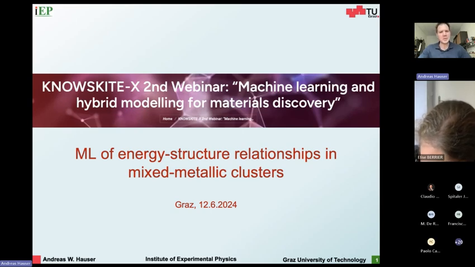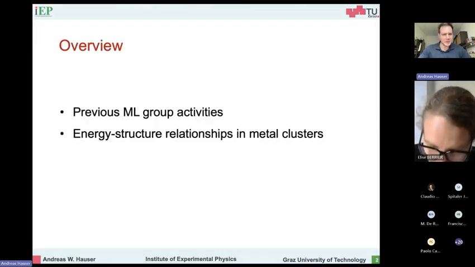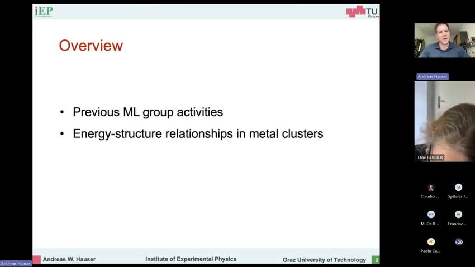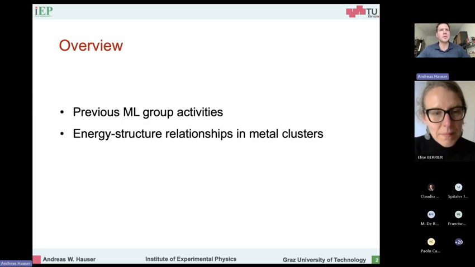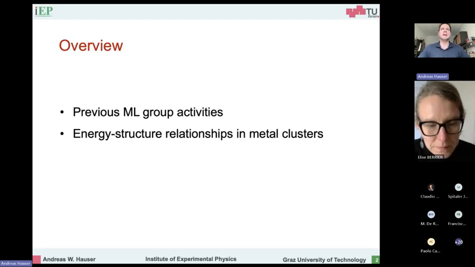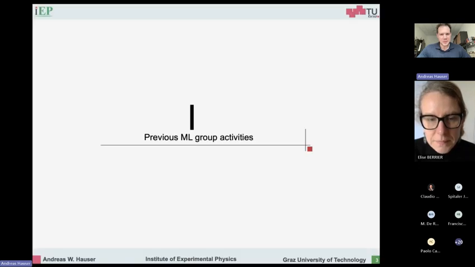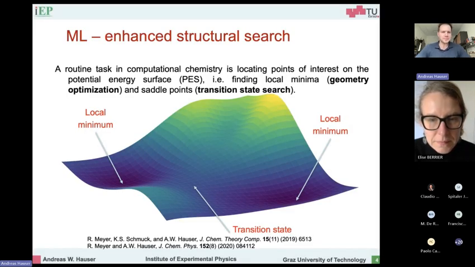But I would like to use this opportunity and give a talk that is split into two parts. The first one will be our previous machine learning group activities, because I would like to show you several ways in which we thought that machine learning could be useful in this field of material science with computer support and modeling in general, and then dedicate the rest of the time to this specific topic of energy structure relationships in metal clusters.